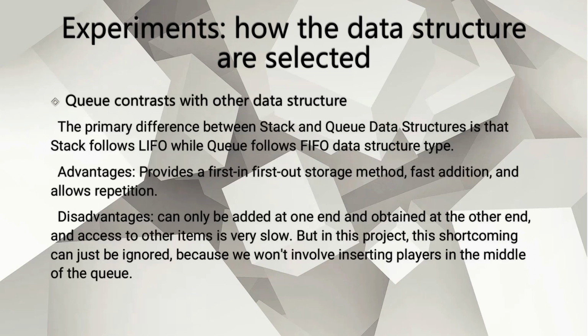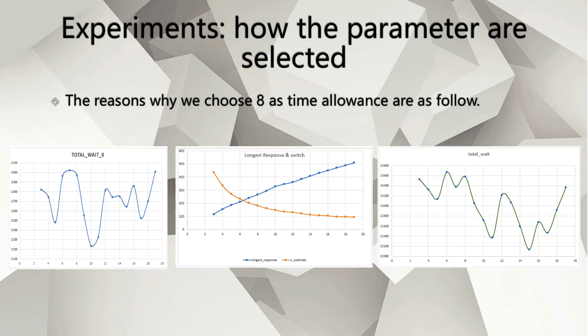The primary difference between the stack and queue data structures is that the stack follows last in, first out, while the queue follows first in, first out. As for the advantages of the queue, it provides a first in, first out storage method, fast addition, and allows repetition. As for the drawbacks, it can only be added at one end and obtained at the other end, and access to other items is very slow. But in this project, the shortcoming can just be ignored, because we won't involve inserting players in the middle of the queue. The three charts below show how we choose the parameter.